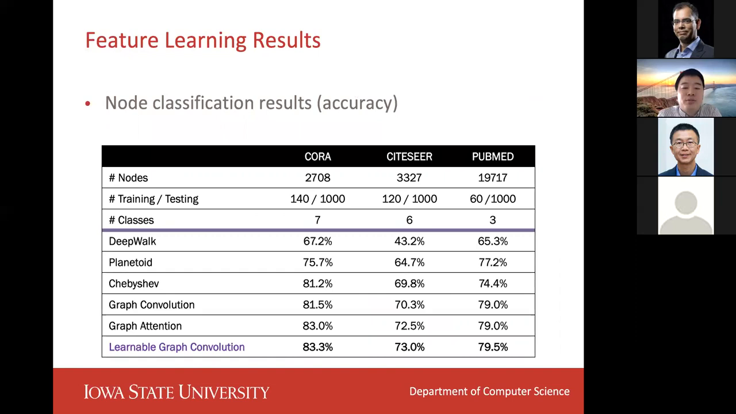To evaluate our feature learning methods, we use the node classification and the graph classification tasks. Here are the results on node classification tasks. We use three data sets, Cora, Citeseer, and PubMed. They are all citation networks. Each node represents a publication and the edges are references among the publications. Here we report the accuracies of the networks on these data sets.